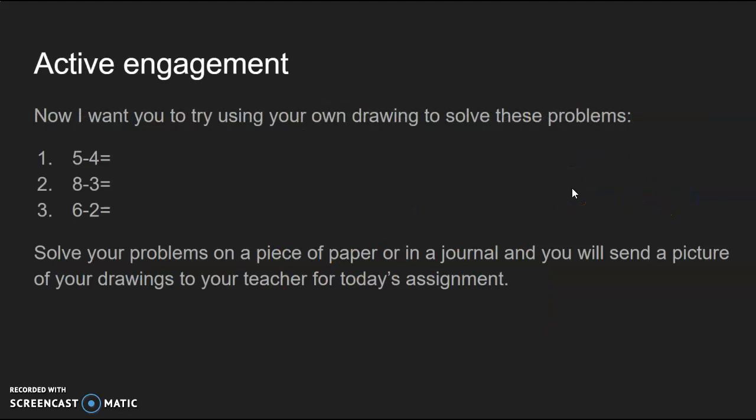So now I want you guys to try using your own drawings to solve these problems. Okay, so you're going to solve 5 minus 4, 8 minus 3, and 6 minus 2. You will solve your problems on a piece of paper or in a journal, and you will send a picture of your drawings to your teacher for today's assignment.